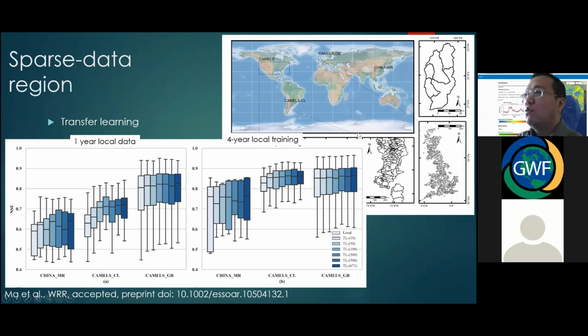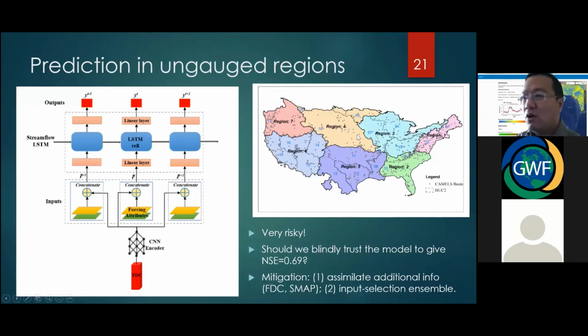Right? What about areas where you don't have data at all? So this is what we call prediction in ungauged regions. So let's think about this whole region that doesn't have any gauges. This is different from prediction in ungauged basins. So when people do PUB, they randomly hold out some sites.